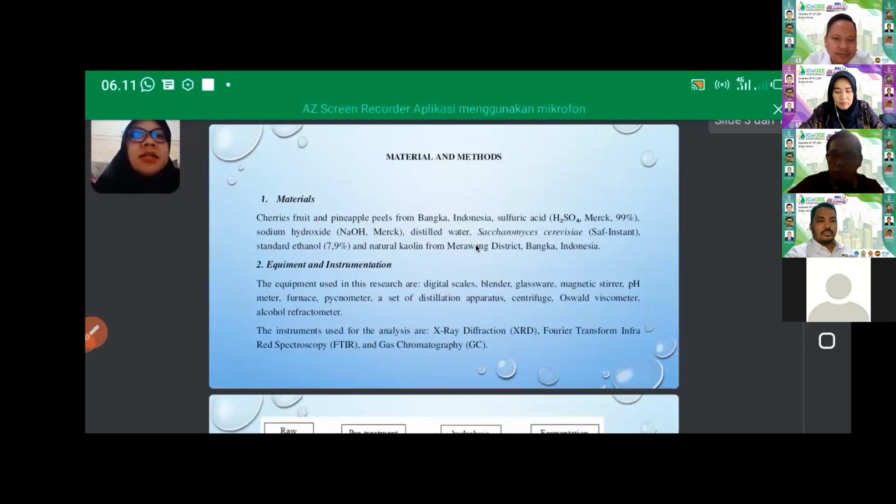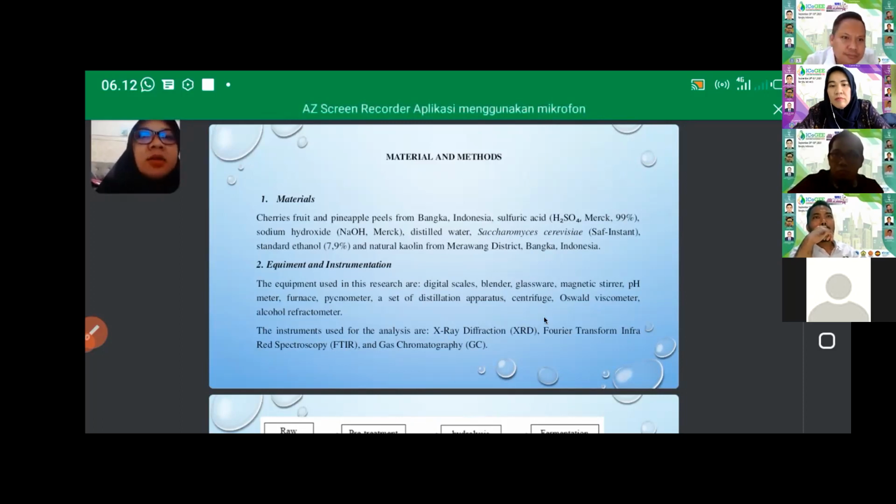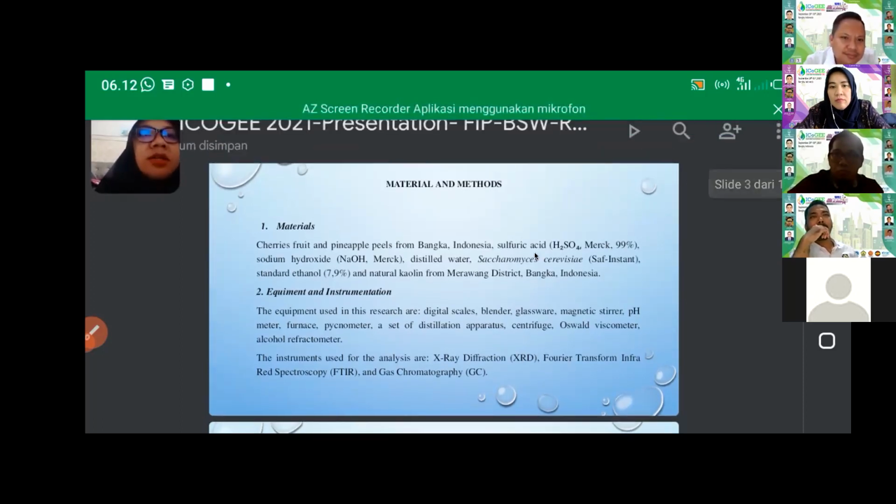This is the material and method we use in this research. The materials are cherry fruit and pineapple puree as raw material to make bioethanol from Bangka, Indonesia, and then sulfuric acid, sodium hydroxide, distilled water, Saccharomyces cerevisiae, standard ethanol, and natural kaolin from Rawang District, Bangka, Indonesia.